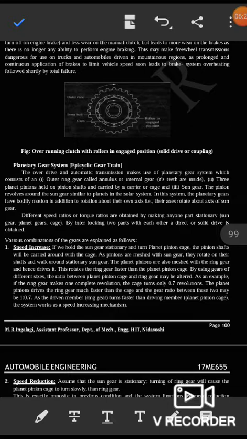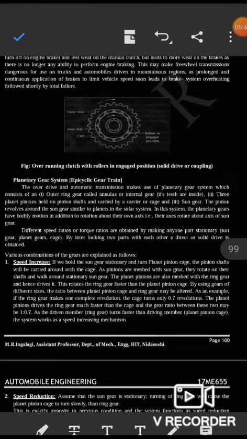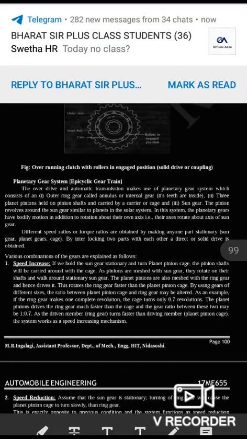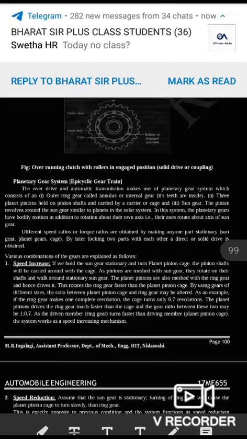In this system the planetary gears have bodily motion in addition to the rotation about their own axis. So those planetary gears, or pinion gears, rotate about their own axes, and their axes rotate about the axis of the sun gear.